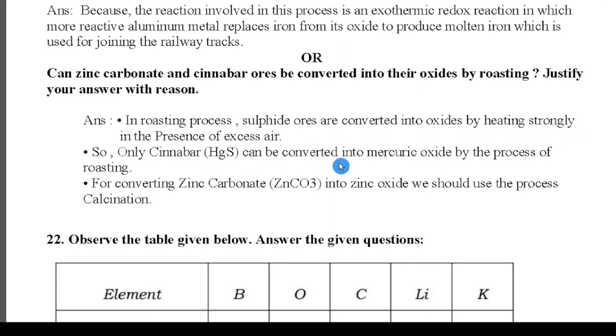But if we take cinnabar, it converts into mercuric oxide. For converting zinc carbonate into zinc oxide, we should use the process of calcination. Only if we use calcination can we convert zinc carbonate to zinc oxide.